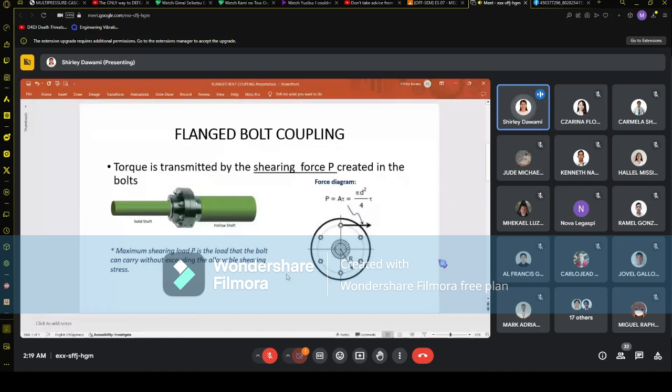Okay. So here, torque is transmitted by the shearing force P created in the bolt. So again, as the torque passes from the solid shaft through the bolts to the hollow shaft, the bolts offer resistance so that they will not exceed the allowable shearing stress of the bolt. Okay, so the bolt also offers a shearing force, which is dependent on it not exceeding its allowable shearing stress.